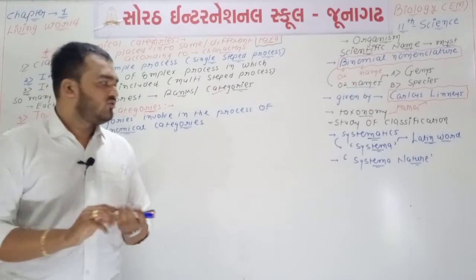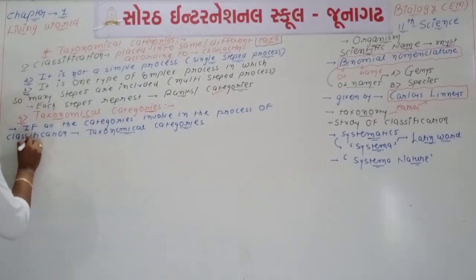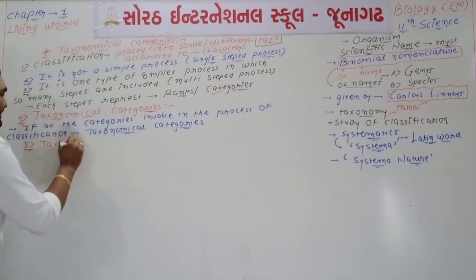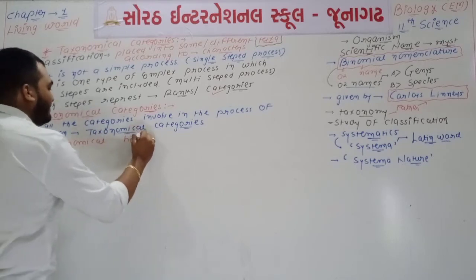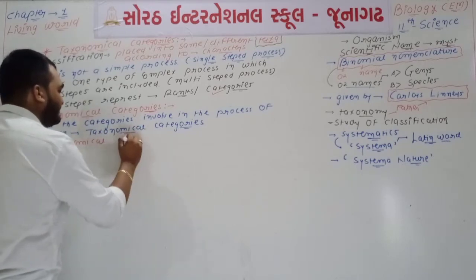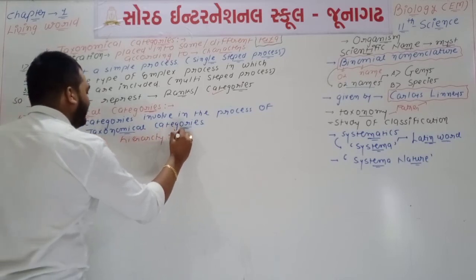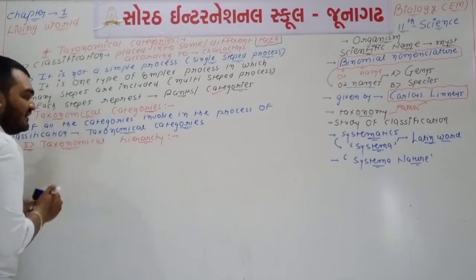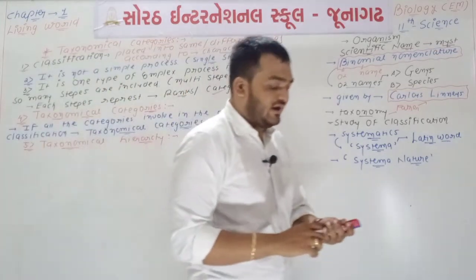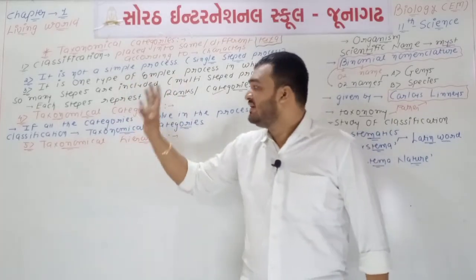Again we can say that the categories which are involved or included in classification are known as taxonomical categories. Now if we talk about point number 5, what about the taxonomical hierarchy? Okay, so now we have the new word taxonomical hierarchy. See, what is the meaning of taxonomical hierarchy? See, taxonomical means connected with classification.